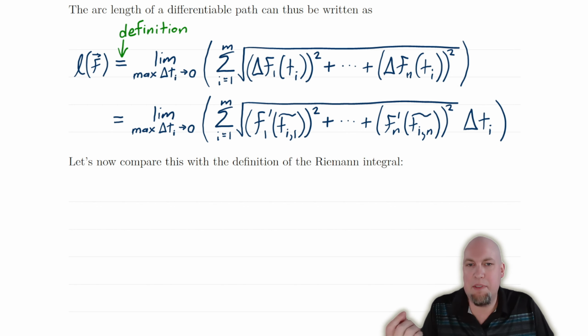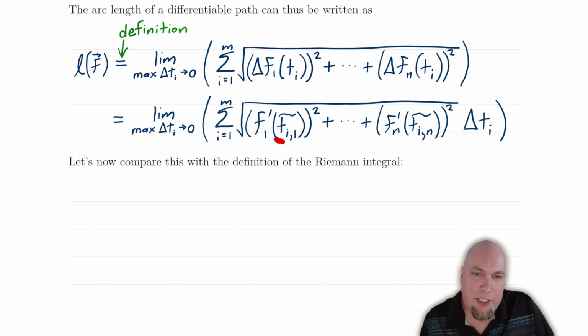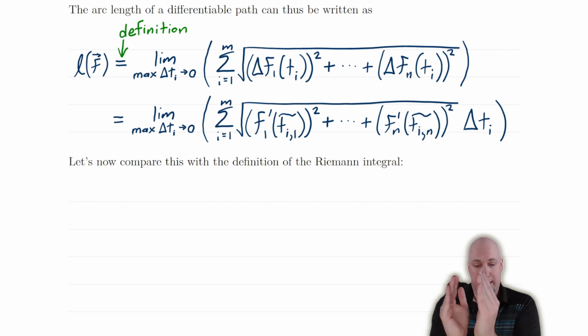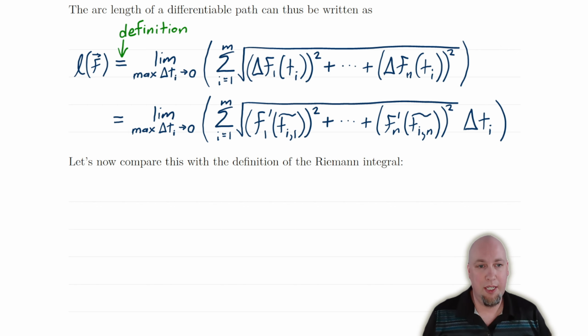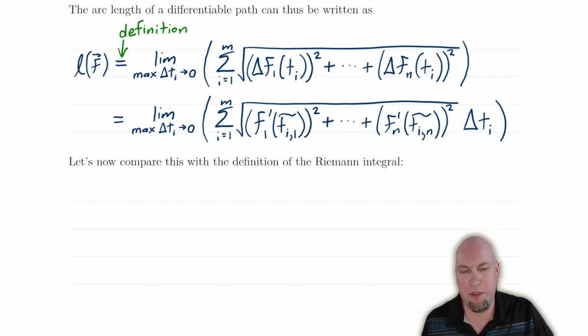In some sense, it's a worse formula because, like I said, I don't know how to compute these values. I don't know how to compute tilde ti1, tilde ti2, all the way up to tilde tin. Those are numbers that I know are in these small subintervals, but I don't know how to compute them. So for practical purposes, this formula here is useless.